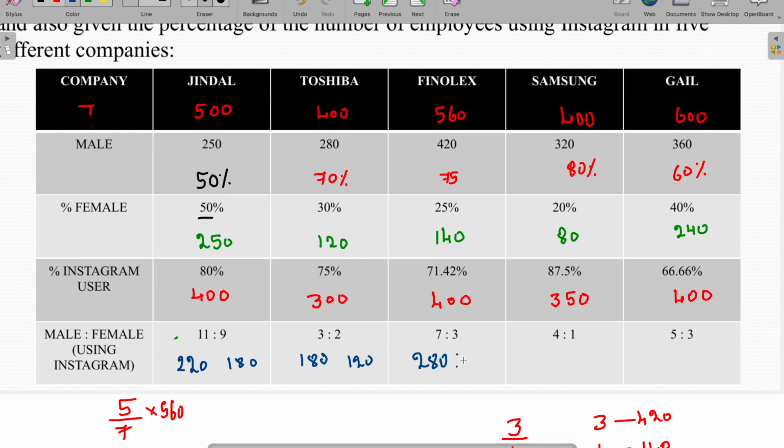Then 280 and 120, because 30 into 4 is 120. 5 parts is equal to 350, 1 part is equal to 70, 70 into 4 is 280 and 70. 8 parts is equal to 400, 1 part is equal to 50. So 250 and 150.